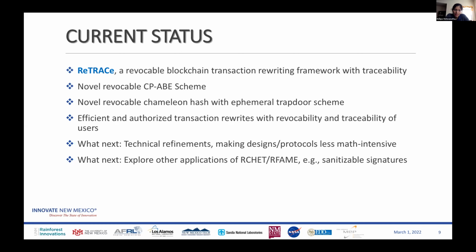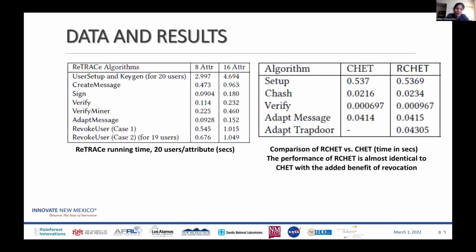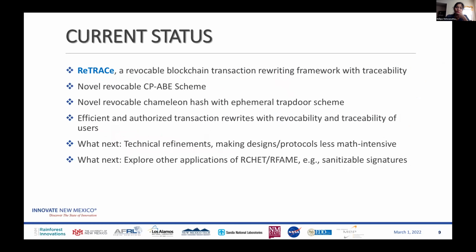And what comes next? There are technical refinements that could be made in ReTRACe. One of the things about ReTRACe is that the protocols are very math intensive. So all these algorithms here, on the left table, from user setup up until the revoke user, they all use very heavy cryptographic machinery. It has to be that way, otherwise, we won't get the properties we want.